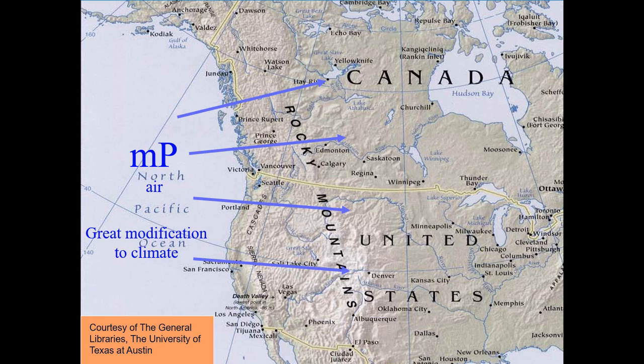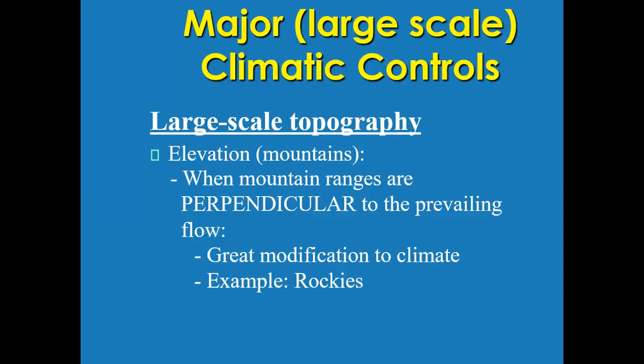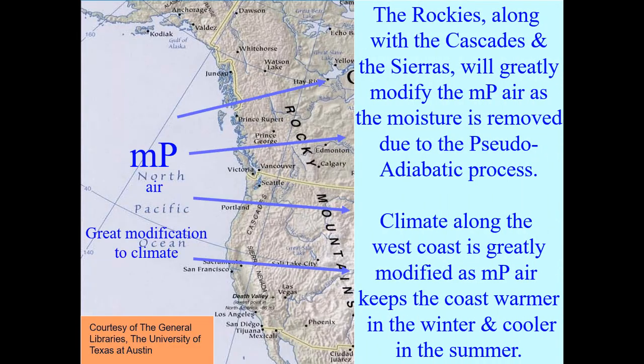You get the rainier climates and cooler temperatures on the windward side, and the air sinks on the leeward side, where you get warmer and drier climates. Because of this, the general circulation is disrupted by a perpendicular, north-south mountain range, such as the Rocky Mountains. I did skip this over, so I'll just cover it really quick. Generally, when mountain ranges are perpendicular to the prevailing wind flow, you're going to have much greater modification to the climate, or the average weather for a location. Again, the example is these Rocky Mountains.